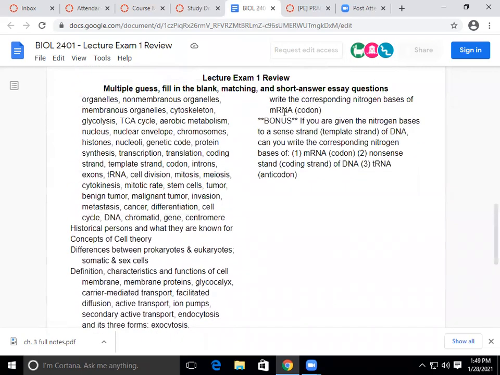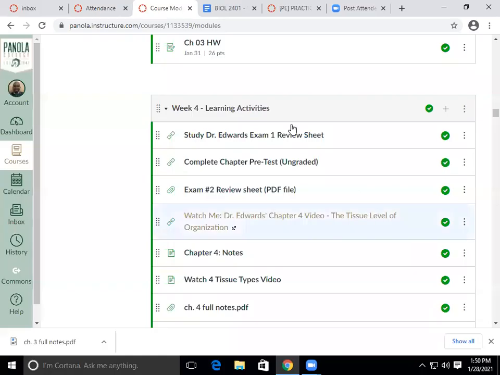write the corresponding nitrogen bases of mRNA. And bonus, if you're given the nitrogen bases to a sense strand of DNA, can you write the corresponding nitrogen bases in mRNA, the coding strand or nonsense strand of DNA, as well as the tRNA, which is the anticodon. Again, none of that you may know today, but it's stuff that we'll go over. So I actually just decided to put the review sheet right at the top of week 4, so that way you'll easily be able to find it.